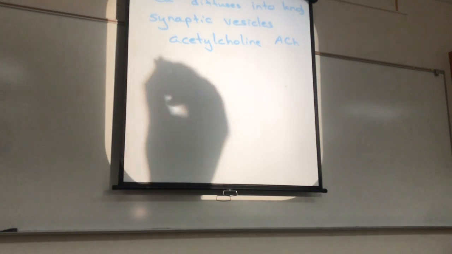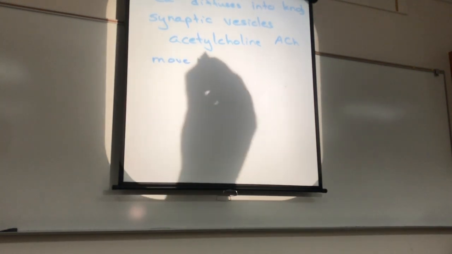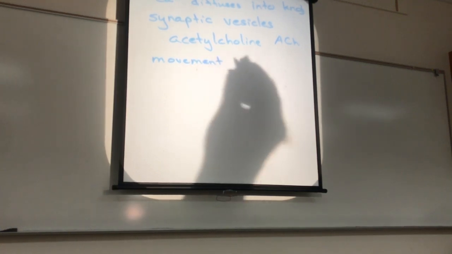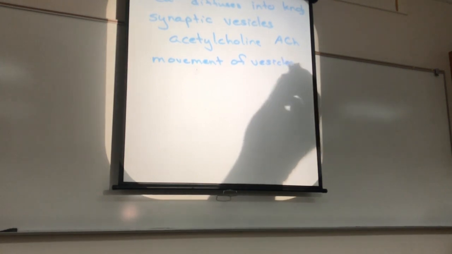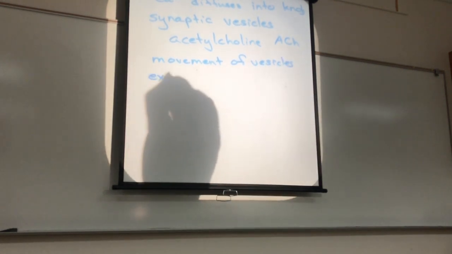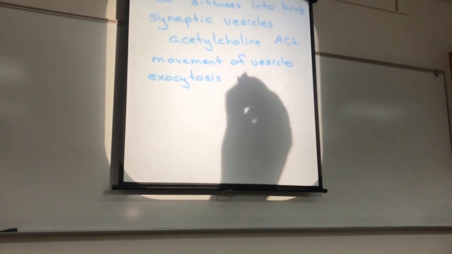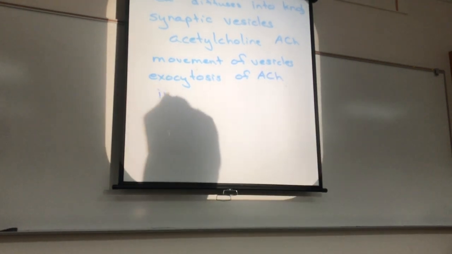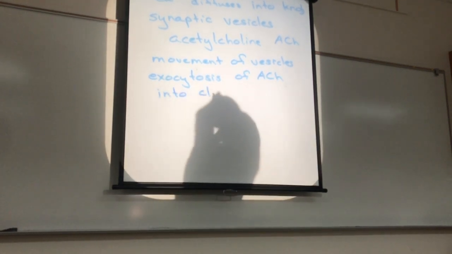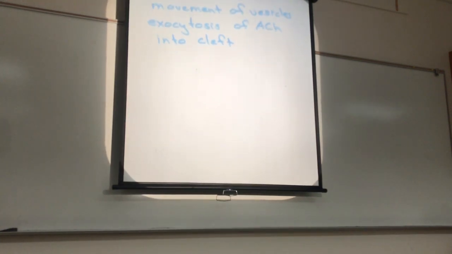So as calcium diffuses into the knob, that triggers the movement of the vesicles, or at least some of them, and exocytosis, secretion of acetylcholine into the synaptic cleft. Now the next part of this, unfortunately, I'm going to have to draw because I don't really have a big enough picture to do this justice.